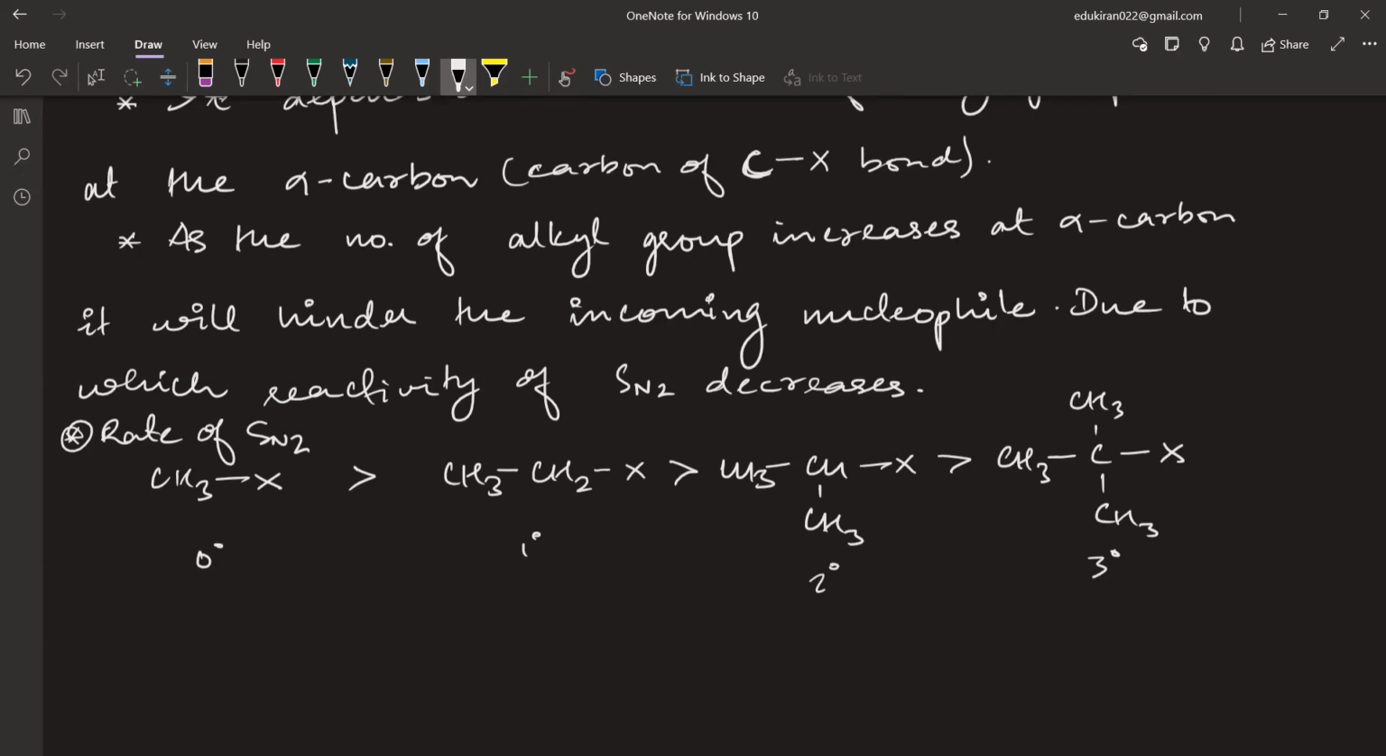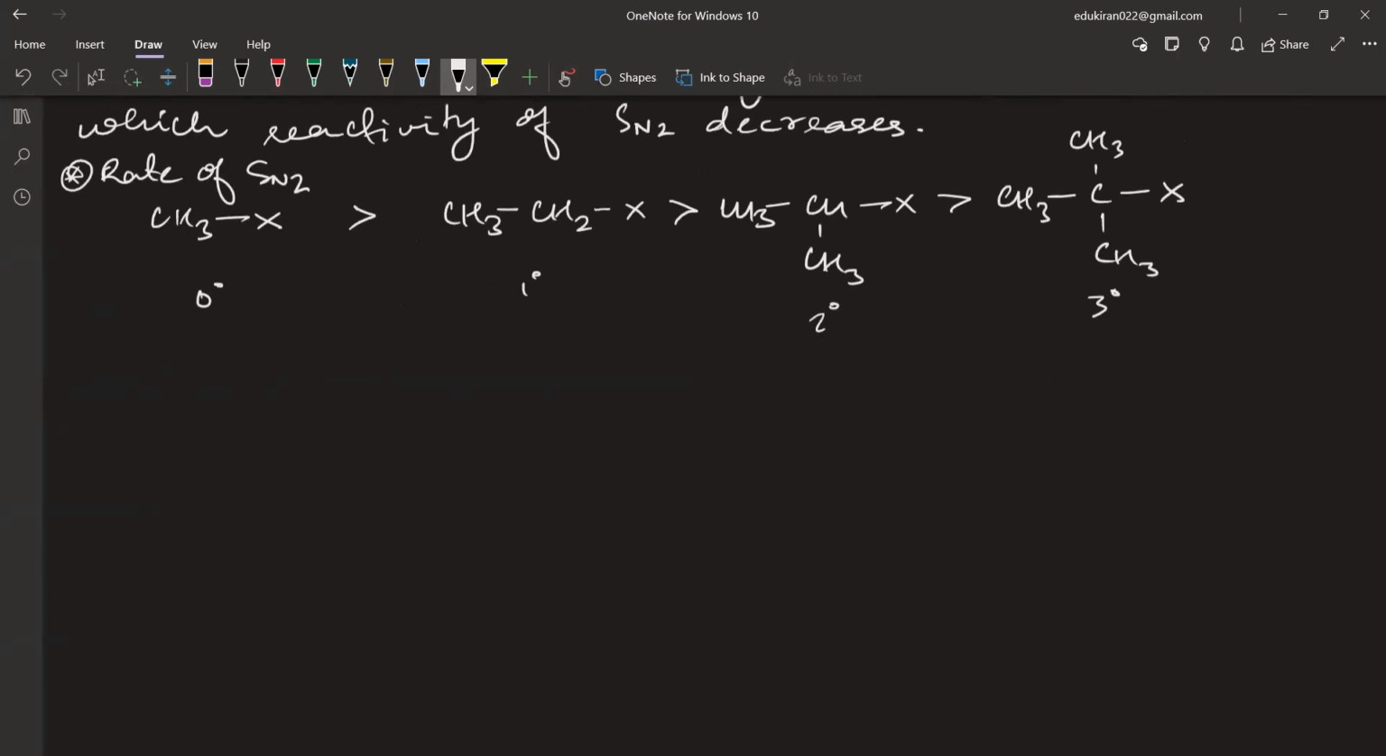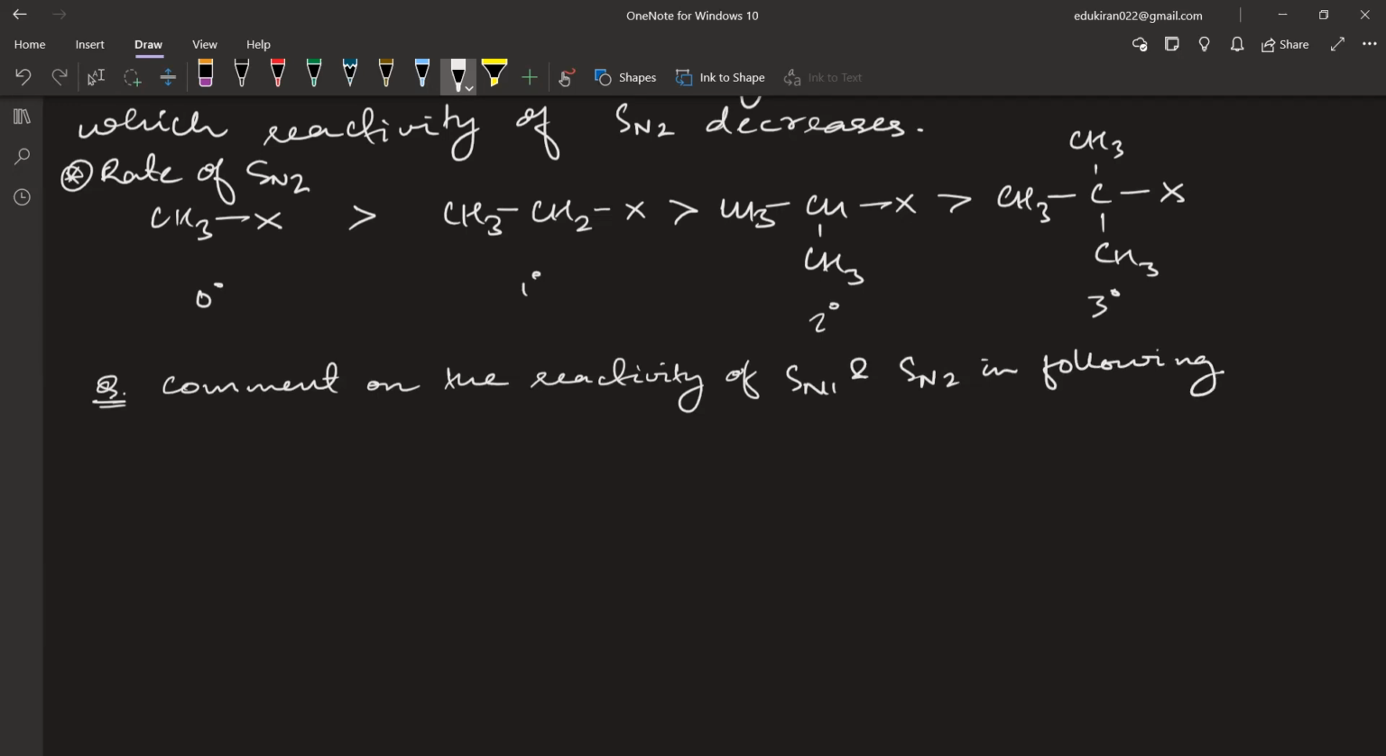So, done. Now, for example, if you have something like this: comment on the reactivity of SN1 and SN2 in the following. Okay, so we have CH2 double bond CH, followed by halogen. If you have something like this, then what is going to happen?